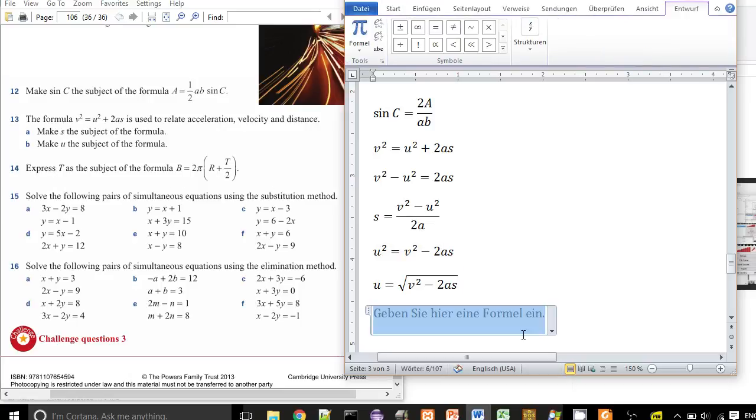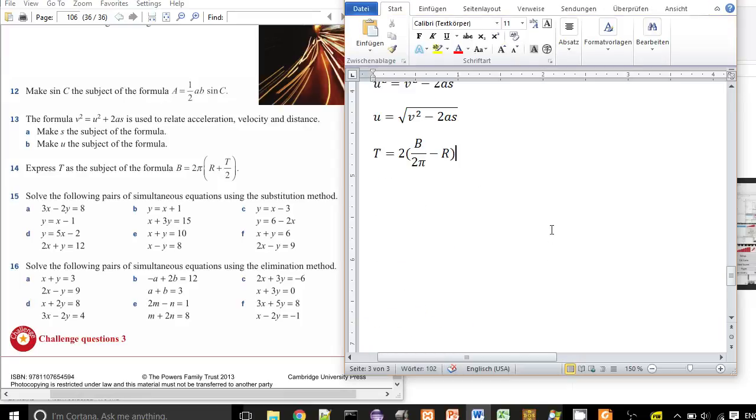Express T as the subject. Alright, just for fun, I'm going to do it in one step. Okay, this is my answer. I think that's the answer. I just want to show you, it can be done really quickly.